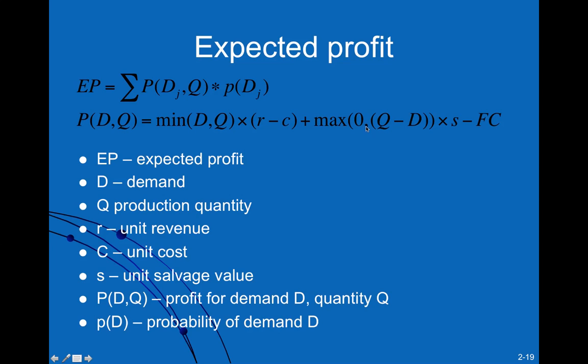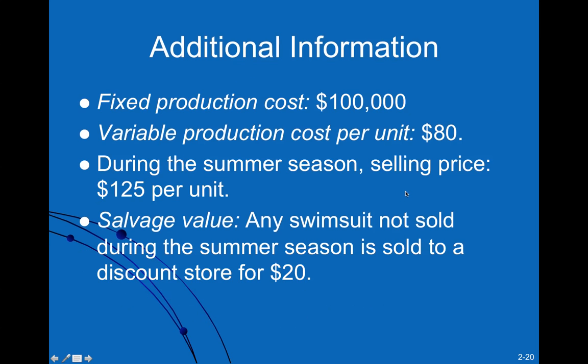And then this determines if we have any salvage, the maximum of 0 or Q minus D. If you have salvage, then you will get some additional revenues from the salvaging of the excess inventory. And the assumption is that we could salvage everything. And of course, we need to reduce that by the fixed costs associated with the production. So that helps us determine that.